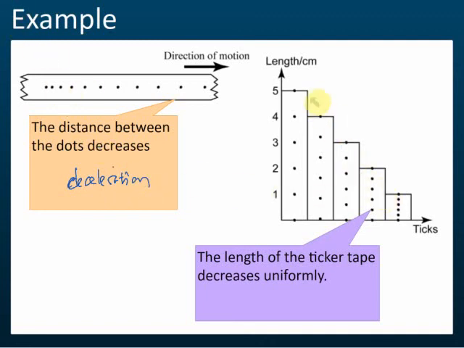Deceleration, and this one also you can see that initially it is 5, then it goes minus 1, minus 1, minus 1, minus 1, okay, so the speed also decreases. So the length of the ticker tape decreases uniformly, so this is a uniform deceleration. Okay, so that is how we analyze the ticker tape and ticker tape chart.